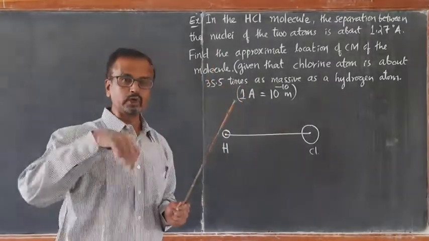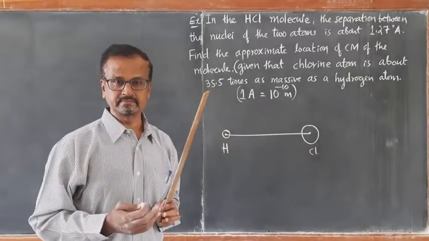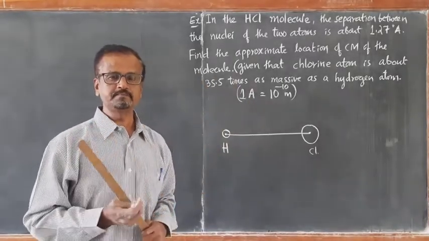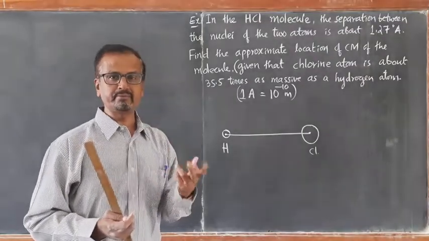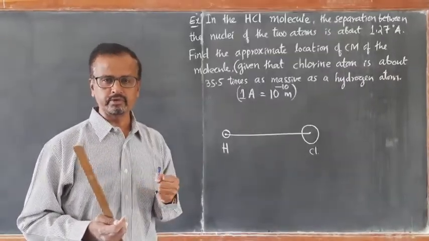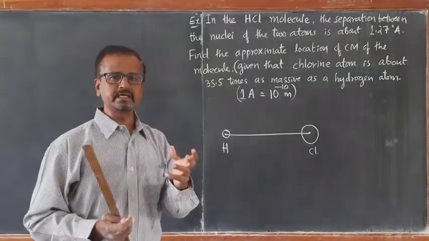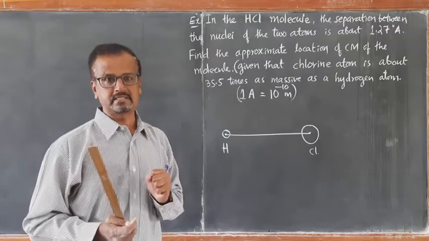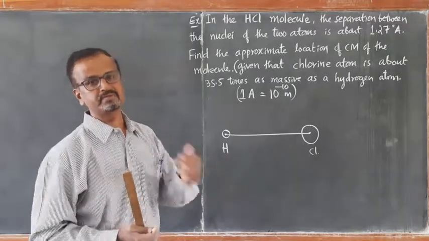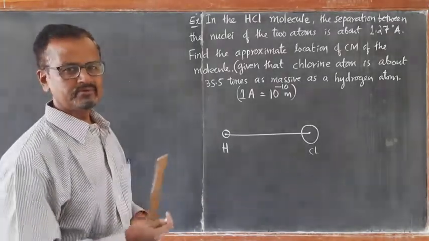When the molecule rotates as a rigid rotator, as you are going to study in thermodynamics for the specific heats of diatomic molecules, triatomic molecules and so on, it is taken as a rigid rotator. How does it rotate? It rotates about its center of mass. What is the position of the center of mass? That's what we are going to find out.